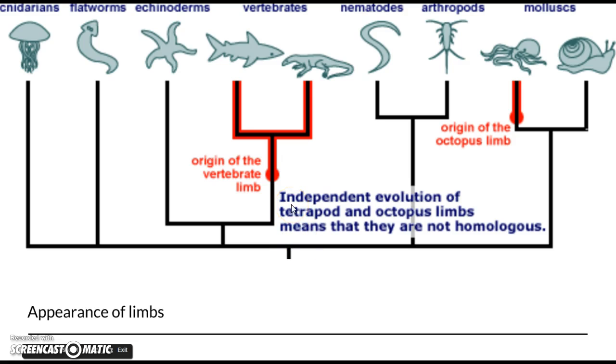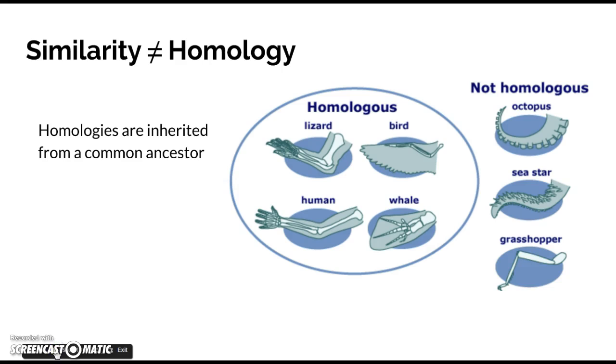And also notice that echinoderms and vertebrates share a fairly recent common ancestor. But our limbs show in the fossil record well after echinoderms and vertebrates split off from each other. So even vertebrates and echinoderms, though both have limbs, don't have the same kind of limbs. They're analogous structures, not homologs. I bring that up because similarity is not the same as homology.